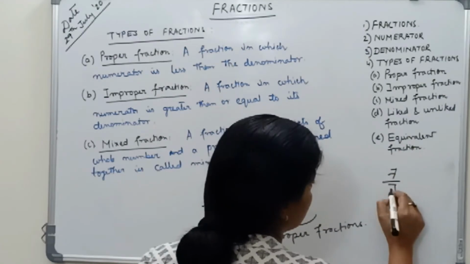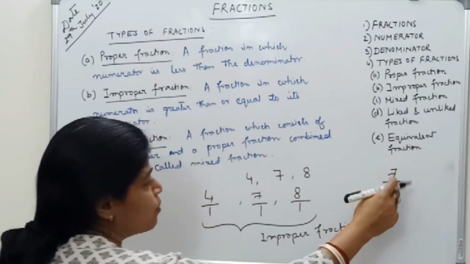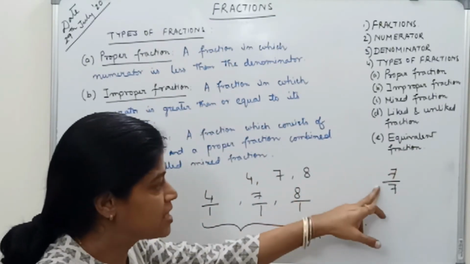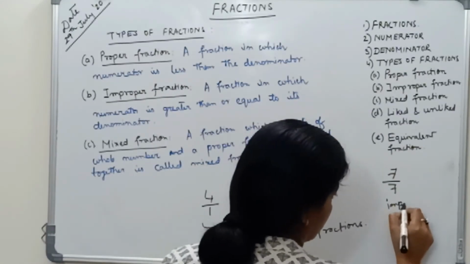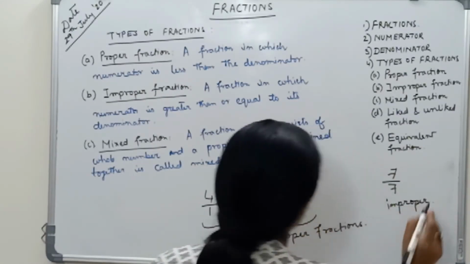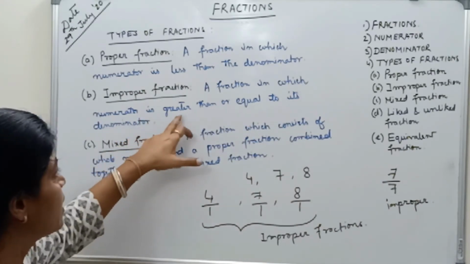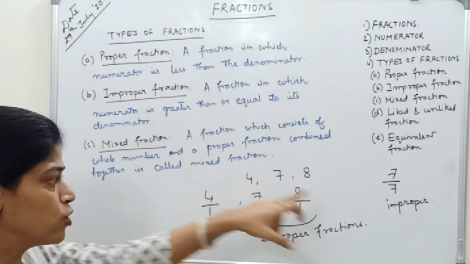7 by 7, this is equal. The numerator and denominator are equal, but still this is an improper fraction. So if the numerator is greater than or equal to its denominator, then also it is improper.